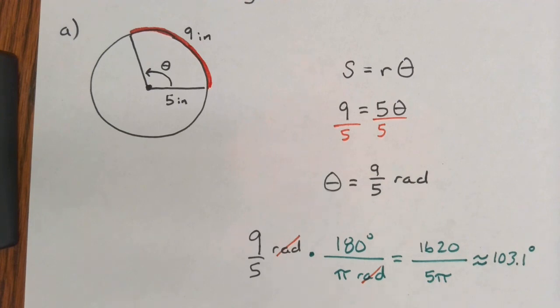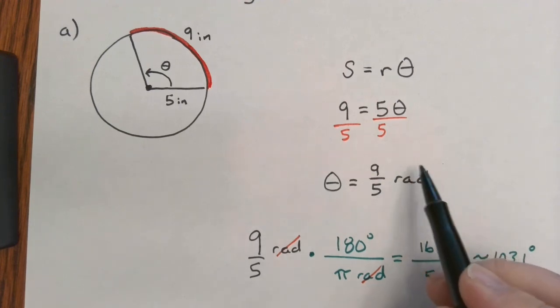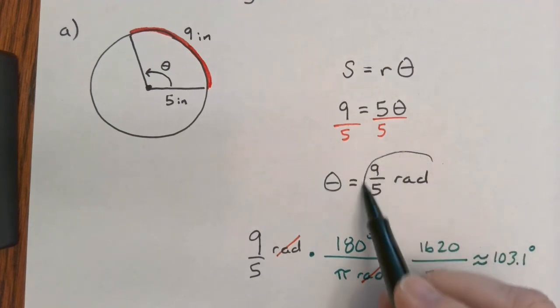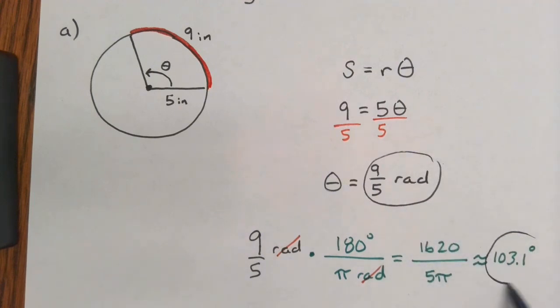We were supposed to come up with 2 answers here. One was the measure of our angle in radians, and then the other is in degrees.